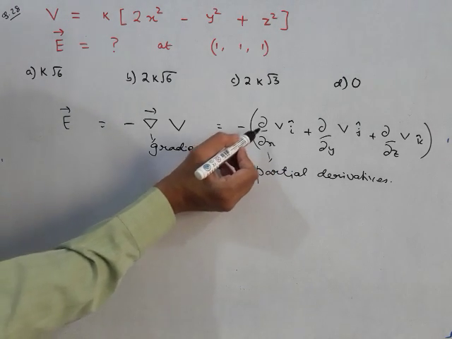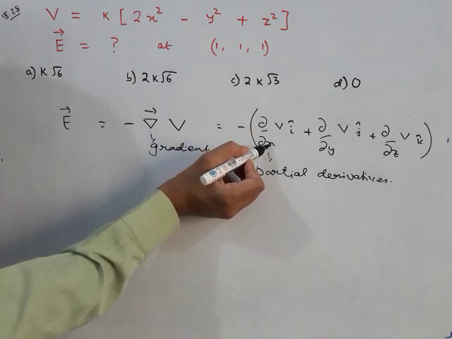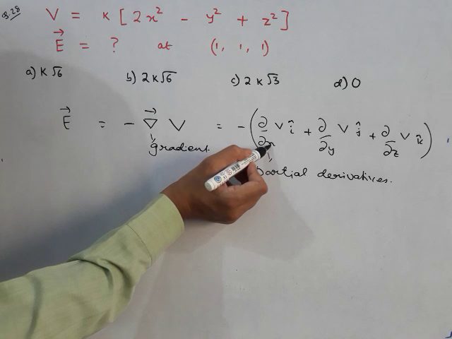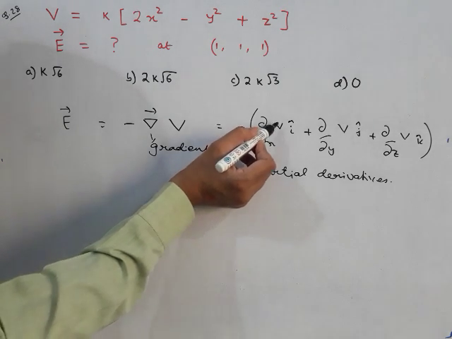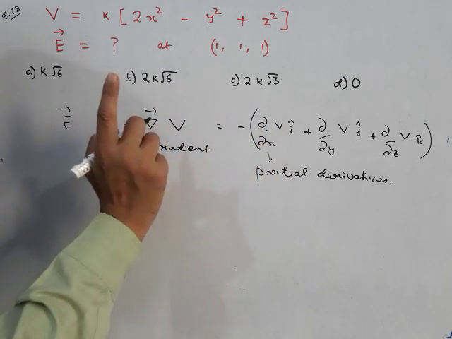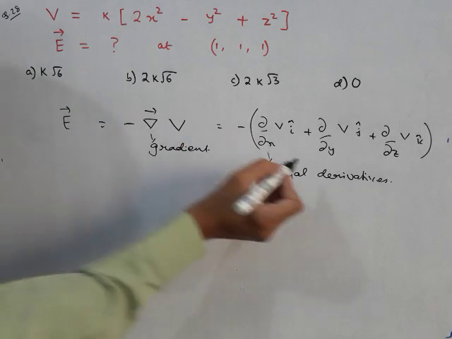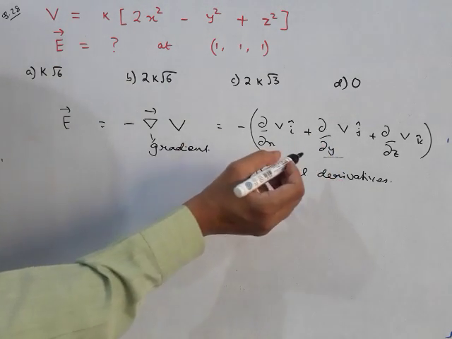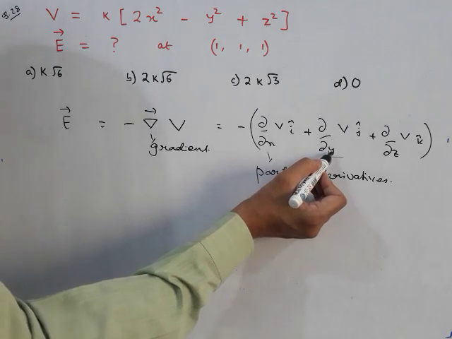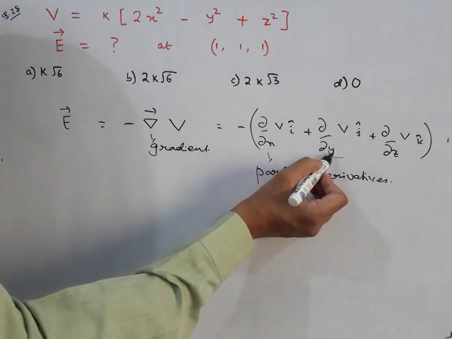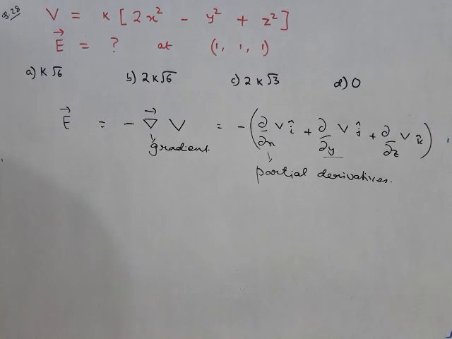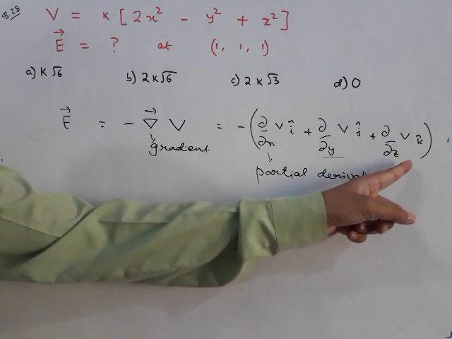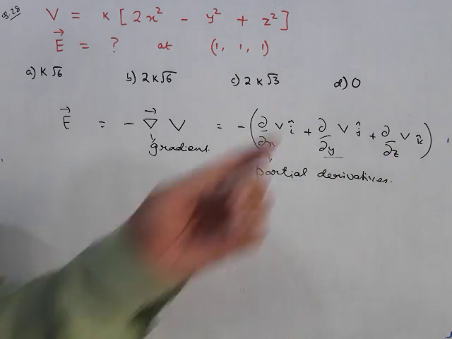Partial derivative means it is partial derivative of V with respect to x. Partial derivative with respect to x means we have to treat other variables y and z in this term as constant. Likewise, in the second term, it is partial derivative with respect to what? Y. So what you will treat as constants? The other variables. Which are the other variables? X and z. Likewise, in this third term, what should be treated as constants? X and y. So you will differentiate only with respect to z.